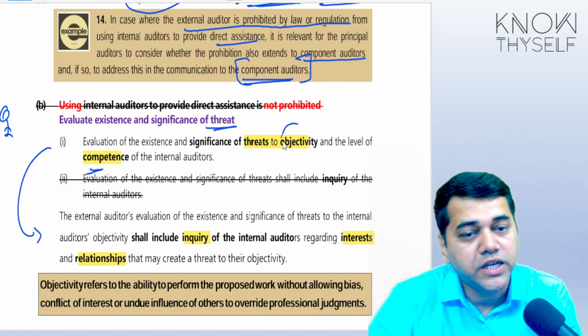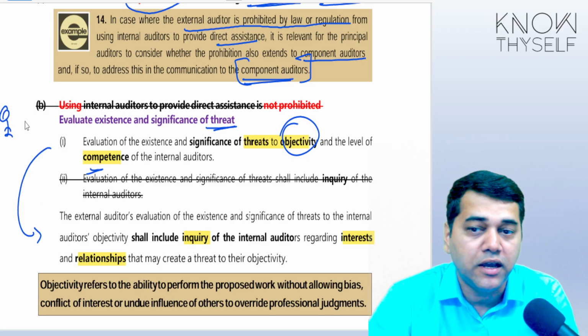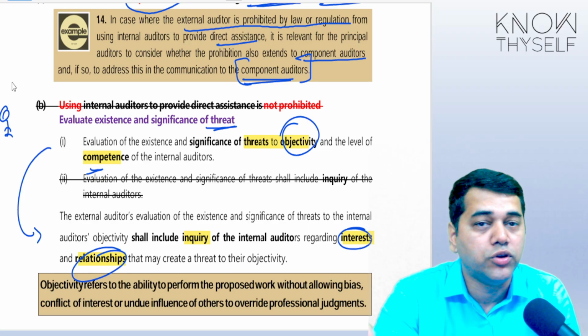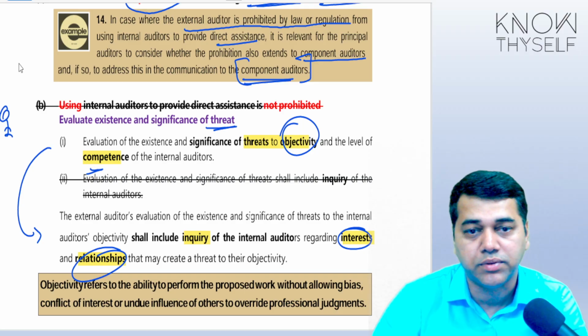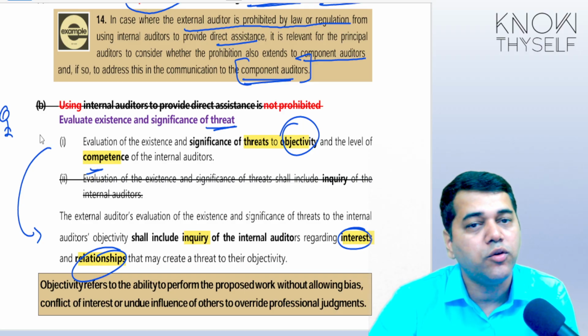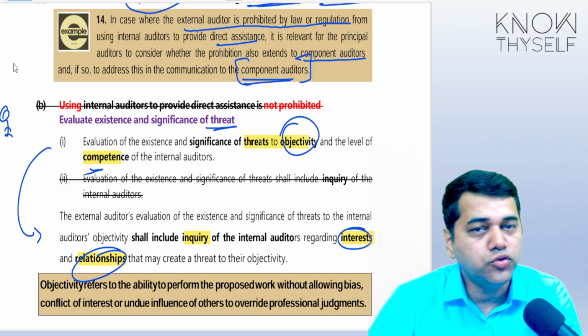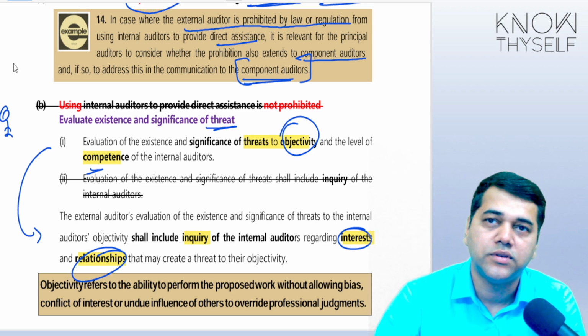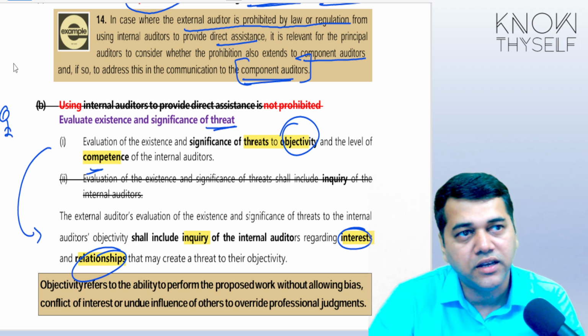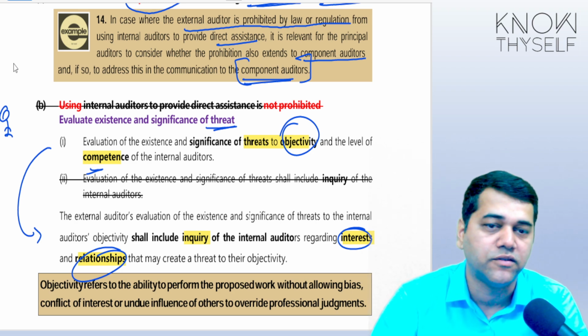What is threat to objectivity? They may be biased because they may have certain relationships and interest in the organization. They may be owning shares of the company. See, an external auditor and their staff cannot own the shares of the company, but an internal auditor could have been holding the shares. Now, if you use them for your work, you have got unpredictable things and some high risk areas, fraud risk matters come, external confirmations are done.